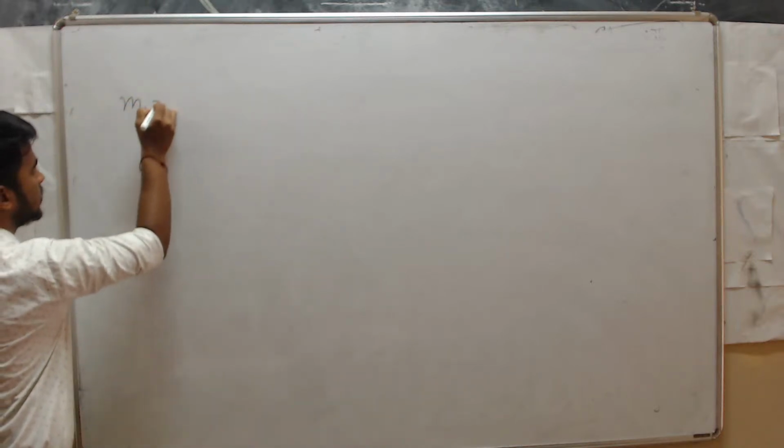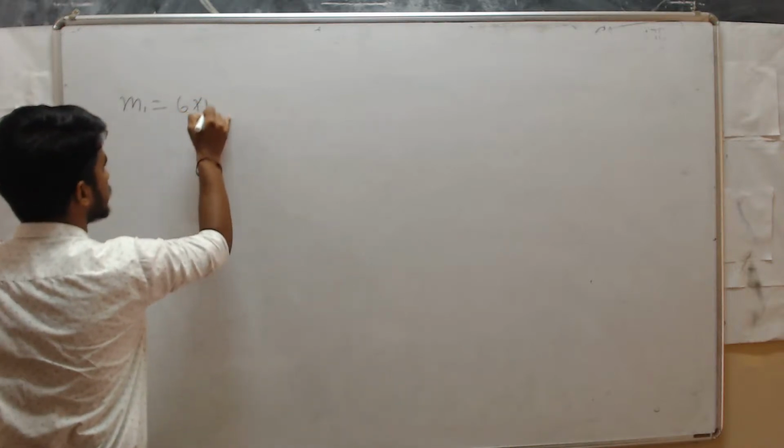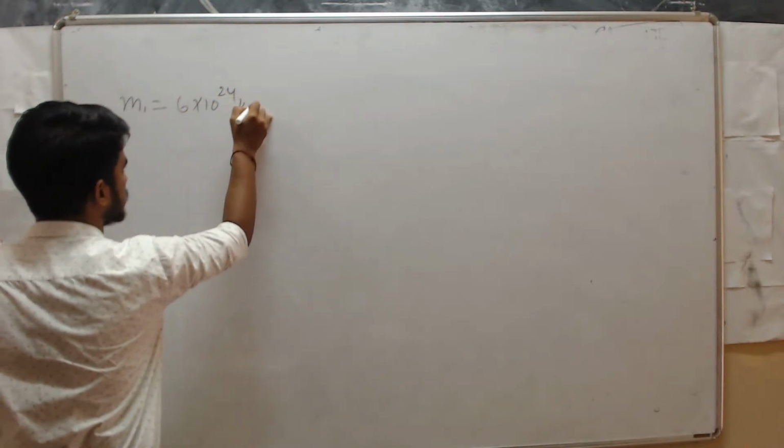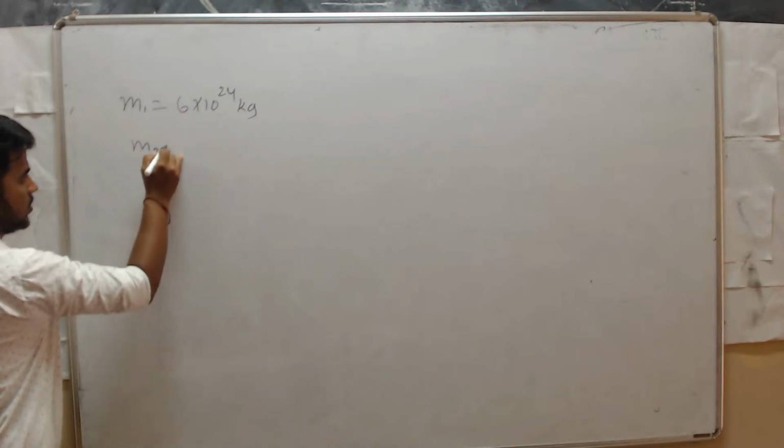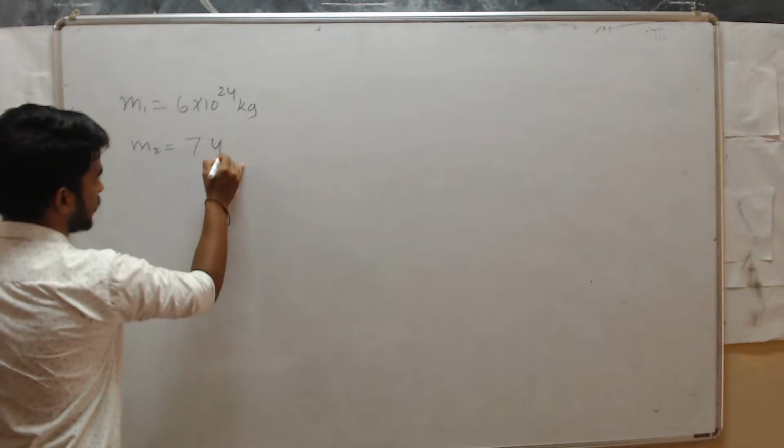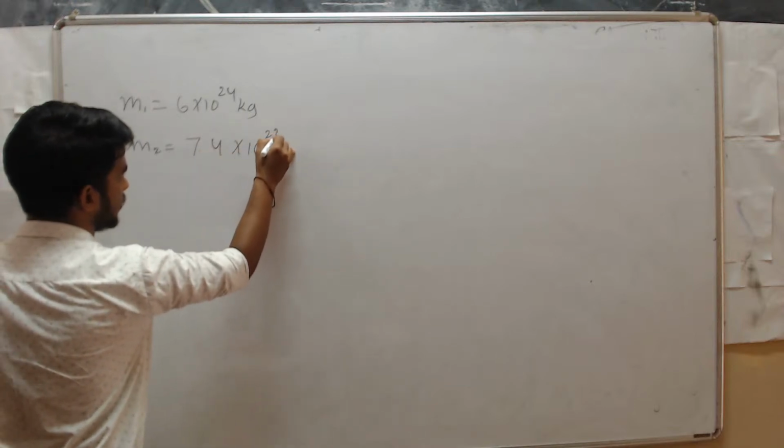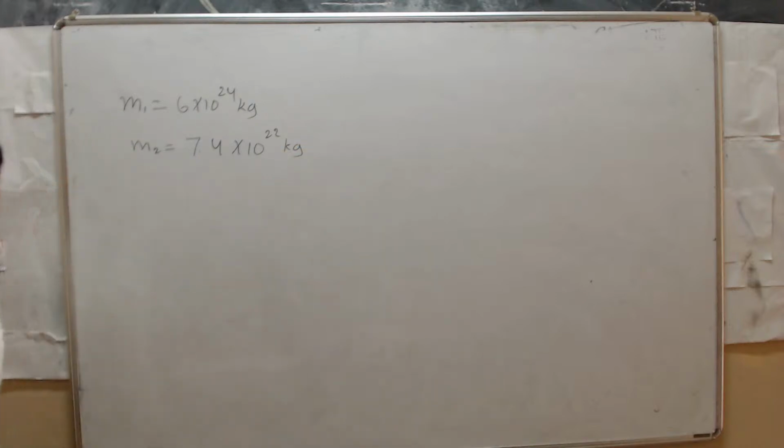First, I'll write the given data. I'll take the mass of the Earth as m1. M1 is 6 into 10 raised to the power 24 kg. And the second one, I'll take the mass of the Moon as m2. That is 7.4 into 10 raised to the power 22 kg.